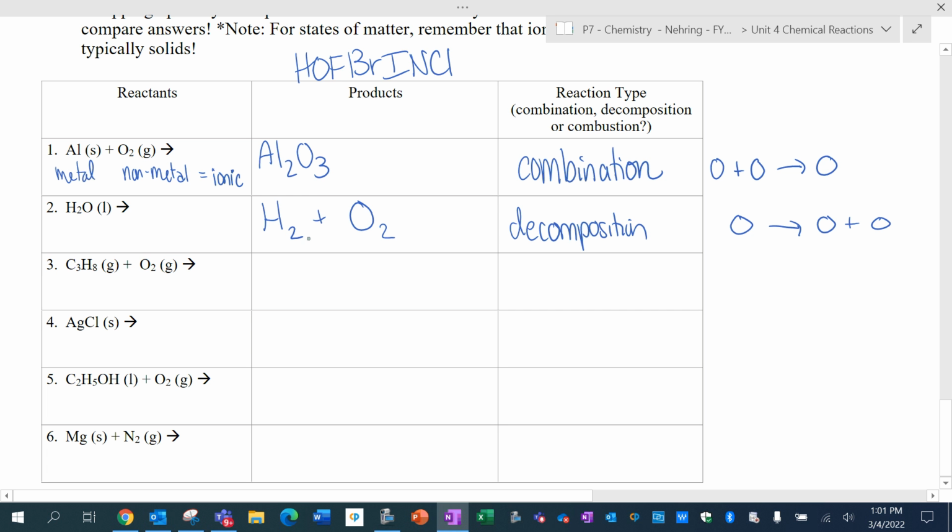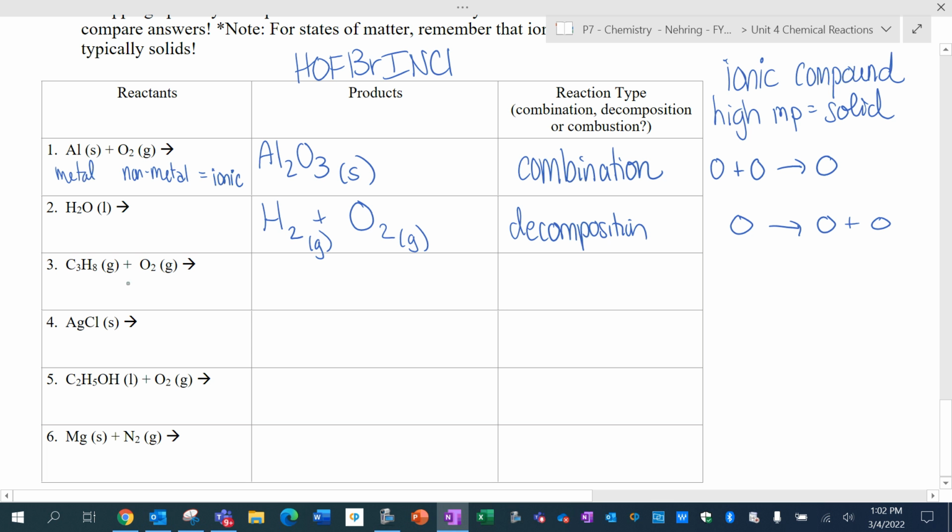I can also fill in states of matter here. If I look at my periodic table, I can see that my hydrogen and oxygen are both gases at room temperature. My aluminum oxide, if it's an ionic compound, ionic compounds, you might remember, have very high melting points. We noticed that in our bond types lab. Since it's got a high melting point, it is going to be a solid at room temperature. So under most conditions, that's going to be a solid.